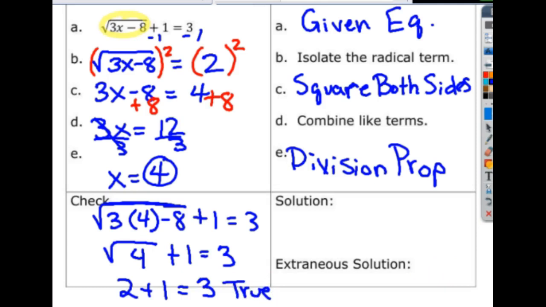That doesn't mean my answer is 3. That means the solution is this x equals 4 that I checked out. And is there an extraneous solution? Is that your last example problem?